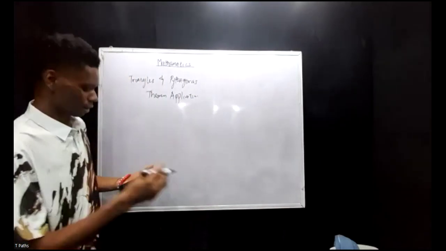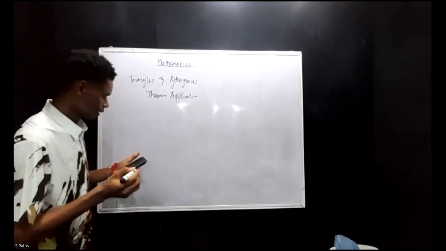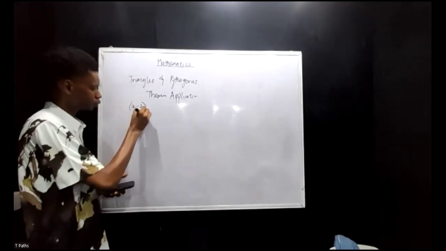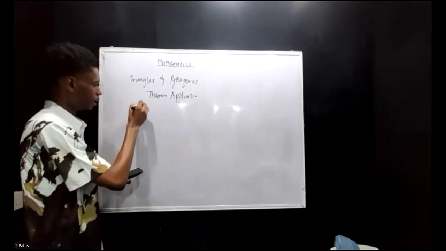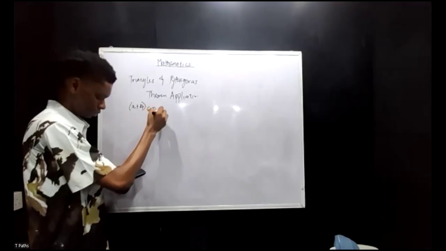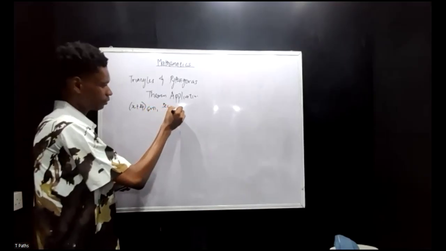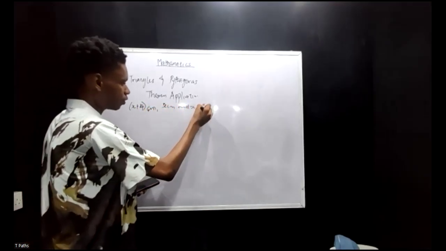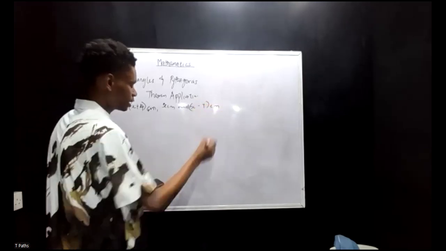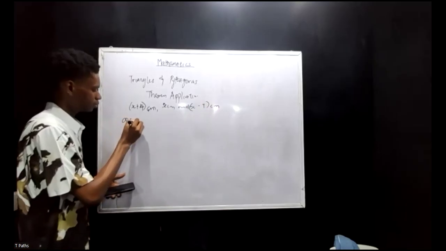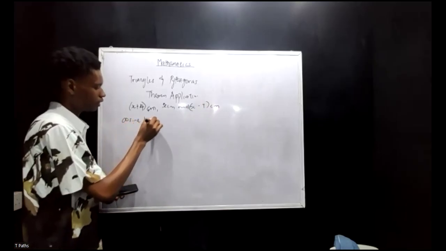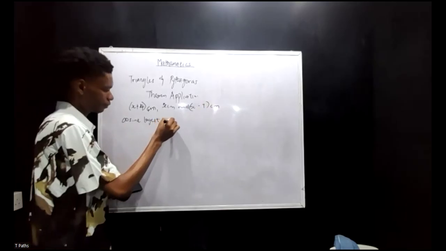So we're just going to pick an example. Here I have an example that says, if the sides of a triangle are x plus 4 centimeters, x centimeters, and x minus 4 centimeters respectively, and the cosine of the largest angle is 1 over 5, find the value of x.